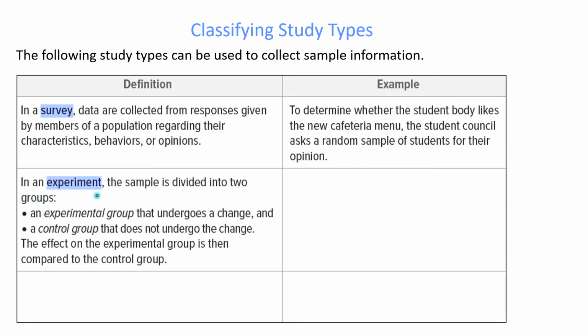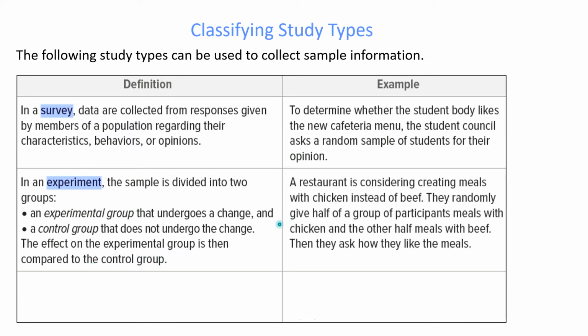In an experiment, the sample is divided into two groups, an experimental group that undergoes a change and a control group that does not undergo the change. The effect on the experimental group is then compared to the control group. So for example, a restaurant is considering creating meals with chicken instead of beef. They randomly give half of a group of participants meals with chicken and the other half meals with beef. Then they ask how they like the meals.